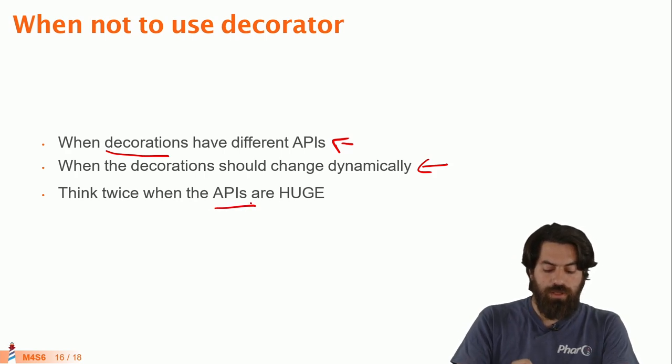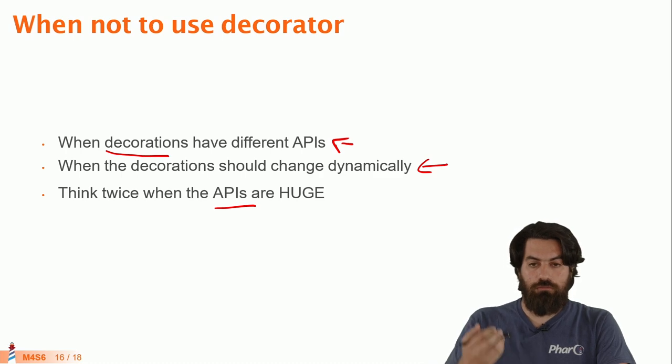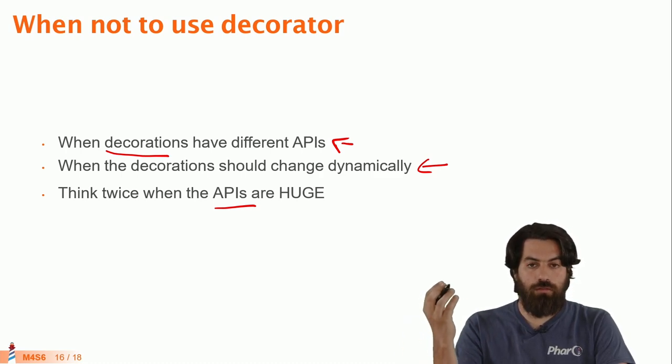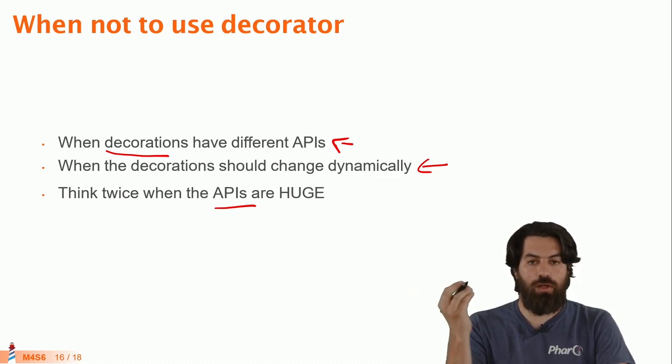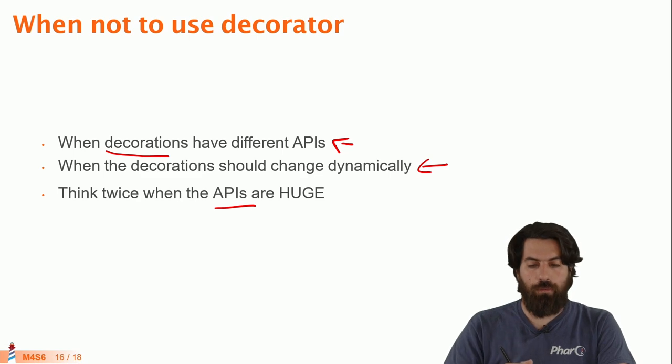Also, it happens that sometimes APIs are huge. Maybe you have hundreds of methods. So that means maintaining huge APIs where decorators will only override one or two methods, maybe it is not worth having a decorator in that case.